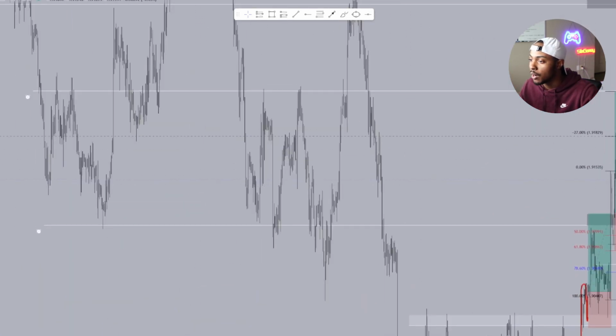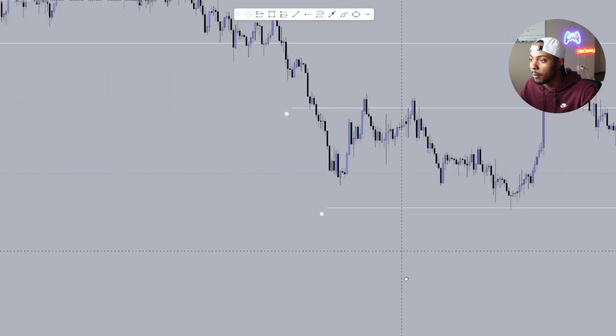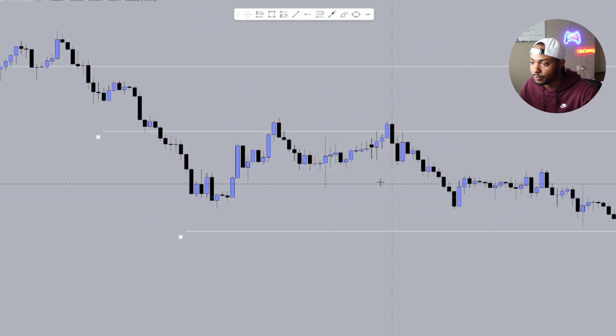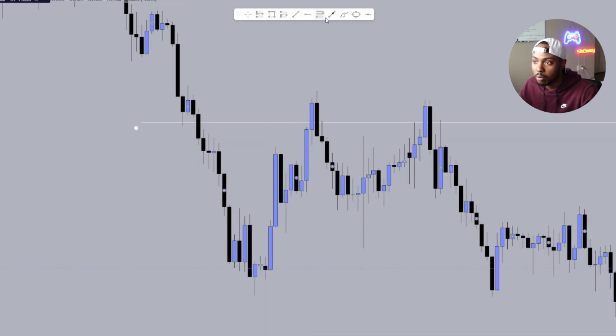I can go anywhere on this chart with my key levels and show you exactly what I mean. Let's just go right here. Let's go right here. So price broke through, right? Price broke through. Let me use the arrows this time around.